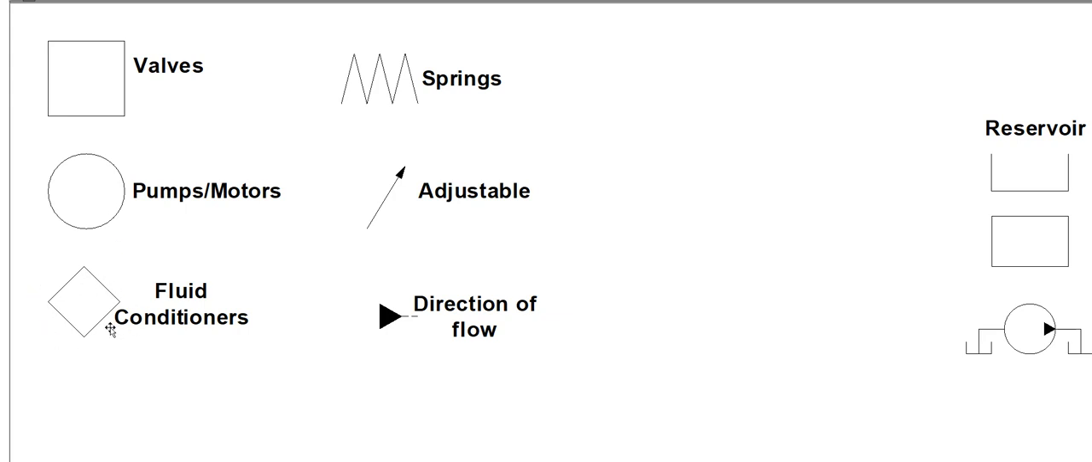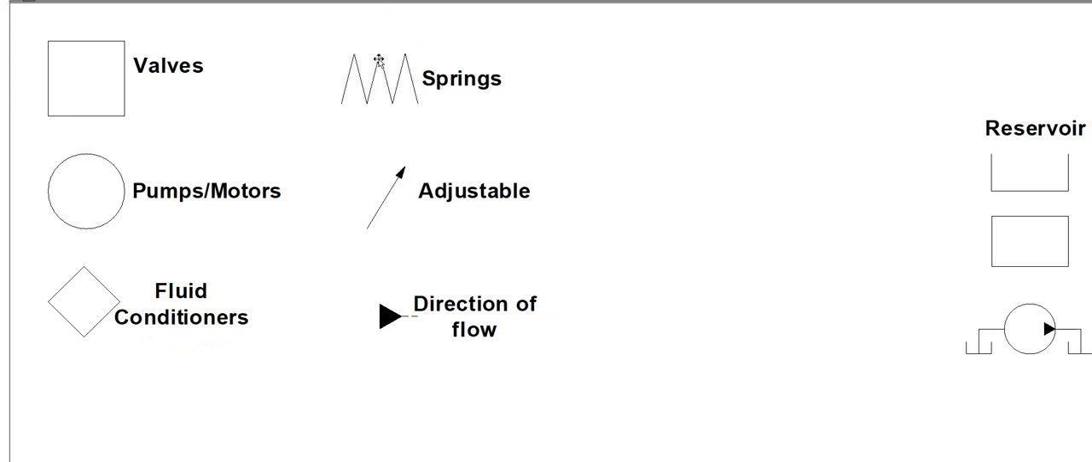Diamond shapes down here are going to represent fluid conditioners. Now, by a fluid conditioner, what I mean is hydraulic oil coolers. They're changing the temperature of the oil, so it's changing the condition of the oil, as well as filters, which is another popular one. Filters filter the oil, so they change the actual components in the oil. So they are a fluid conditioner.